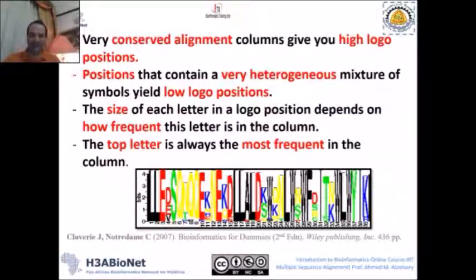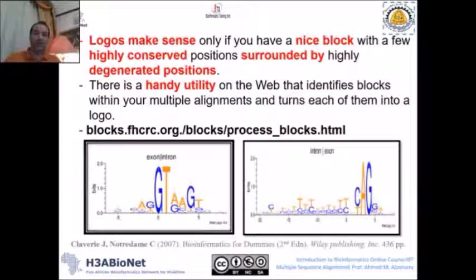The size of each letter, we have to know, depends on how frequent this letter is in the column, and of course the top letter means that it's most frequent. A logo also makes sense if you have a nice block of a few letters that is high, so this means that it's highly conserved, and if it's surrounded by highly degenerate positions, that gives it more sense. That's why you have to check by eye and see if a few letters stick out and are taller than the others. This means that, probably, it's a signature of something, or it gives you an indication that there is something happening here, so you have to take a look at these positions.